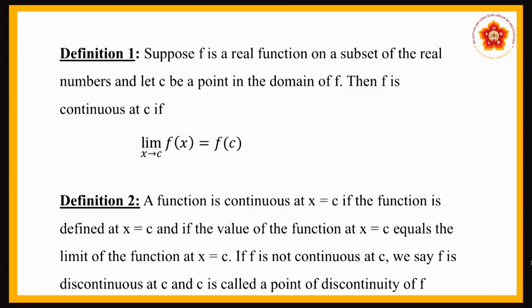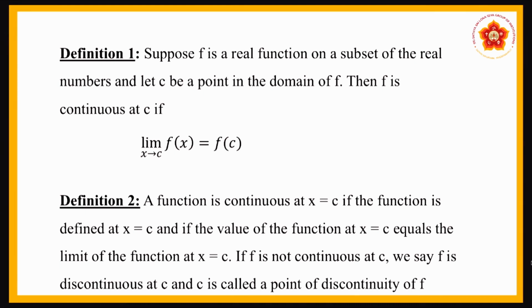What is the first definition? Suppose f is a real function on a subset of real numbers, and let c be any point in the domain. The domain can be of positive numbers, negative numbers, or rational numbers. Any number you take in that domain, at that particular point, the limit of the function should be equal to the value of the function. What do you mean by value of the function? It is very simple. In a given function, in place of x, substitute that value, and you get the value of the function. And what is the limit of the function? How to find the limit of the function? We are going to learn. But when both are equal, we say the function is continuous.